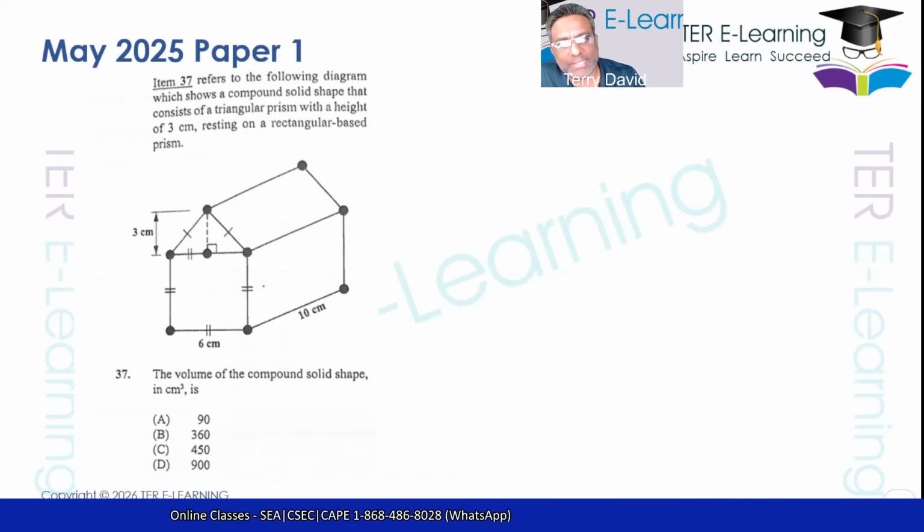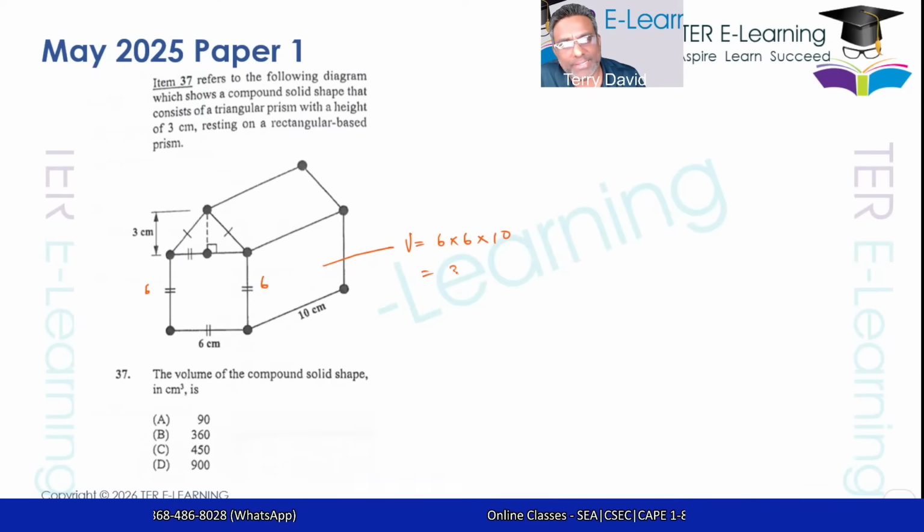Right, so if this is 6, this here is also going to be 6 cm, this is 6 cm. So if we work out this part here, the volume of that cuboid is going to be 6 by 6 by 10. So that's 36 by 10, that's 360 cm cubed. So that's the volume of the cuboid at the base there.